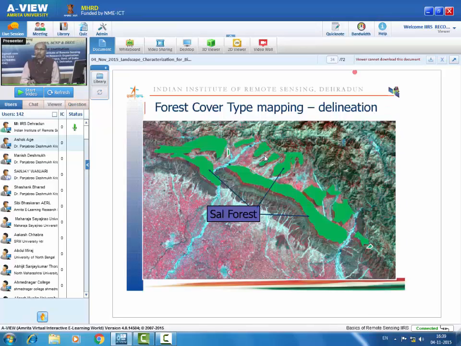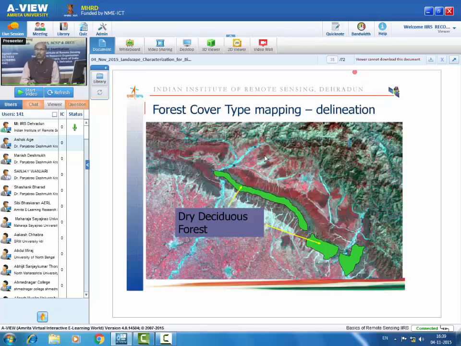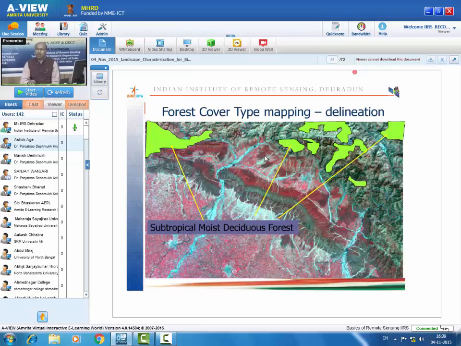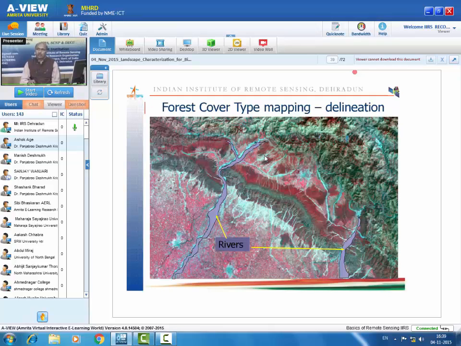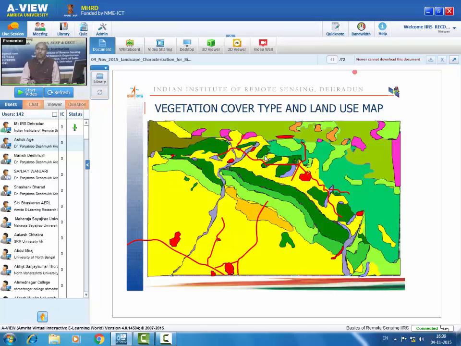So let us say, you can see here I have mapped the sal forest. I can map the dry deciduous forest. I am just showing you, but you can do it nicely when you are working with this data. This is just an example. And then you can map mixed moist deciduous forest, and you can also have subtropical moist deciduous forest, like that. And then you can have agriculture. You can map the rivers, because rivers are also very important. You can map the settlements, because settlements are the source of disturbance. And then you can also decide the roads and put them on, so all the linear features in red color are the roads. And that's how, let us say, my map is ready.